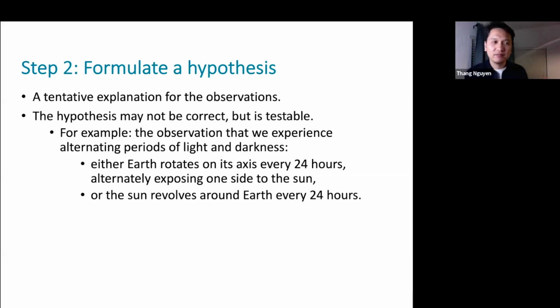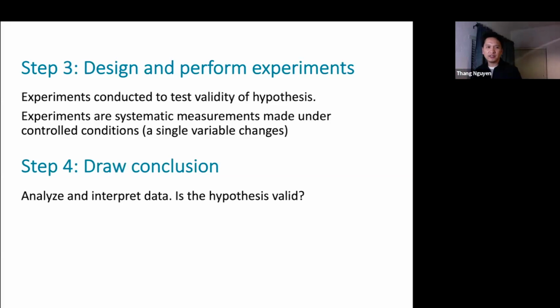And how do you test it? You have to come up with experiments, right? Which is our third step here: to design and perform the experiments. You basically conduct them to test the validity of your hypothesis. You want to do this in a very systematic way. You want to make these measurements in very controlled conditions, meaning that you only want to change one single variable at a time. Because if you change too many variables, how do you know which one affects the outcome, right?